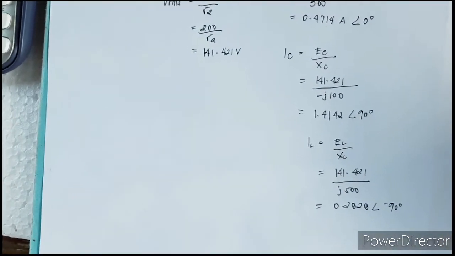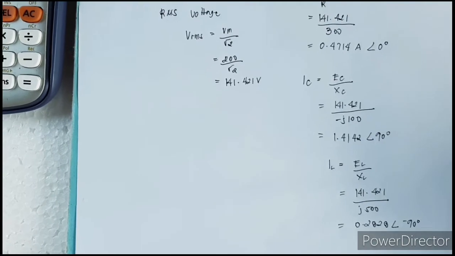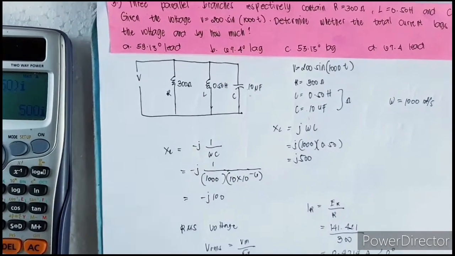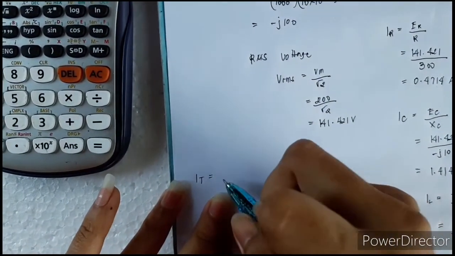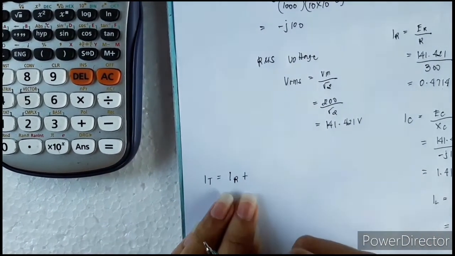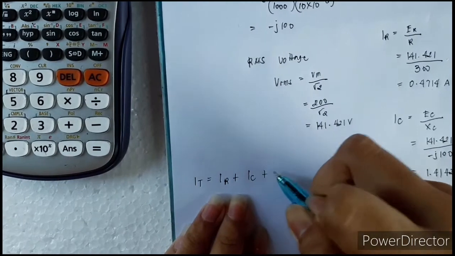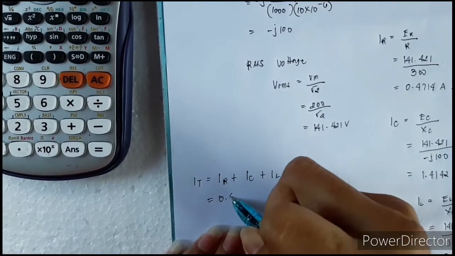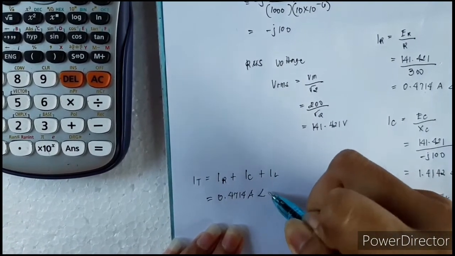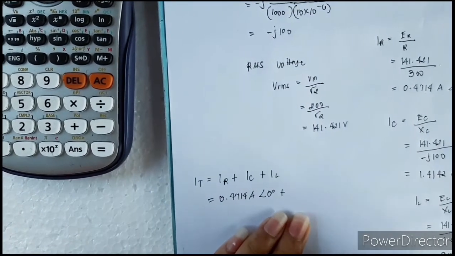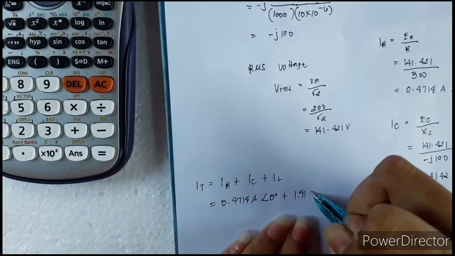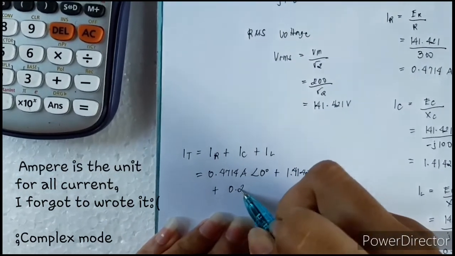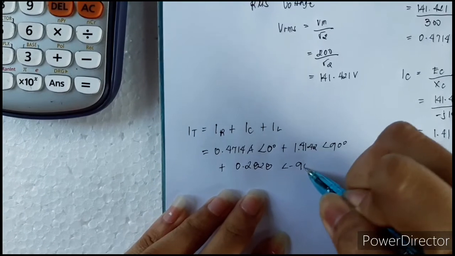The last step is to find the total current, and to do that, we will just add all the currents in the branches. So we have I total is equal to the current from the resistance plus the current from the capacitance plus the current from the inductance. So we have 0.4714 ampere angle 0 degrees plus the current at the capacitance, 1.4142 angle 90 degrees, plus the current at the inductance, 0.2828 angle negative 90 degrees.